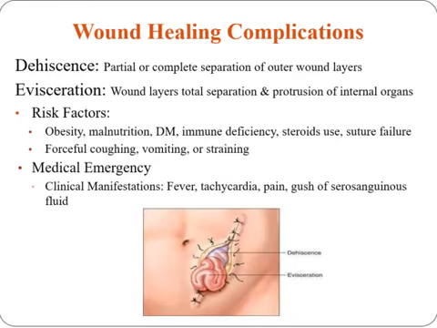So risk factors: obesity, malnutrition, diabetes, immune deficiency, steroid use, suture failure, forceful coughing. A lot of times with our abdominal surgeries, we teach them to splint with a pillow or to hold their stomach while they're coughing so it doesn't put too much pressure on those sutures and pop them. Vomiting or straining. You don't want your post-abdominal surgeries to be thrown up or to strain while they're having bowel movements.